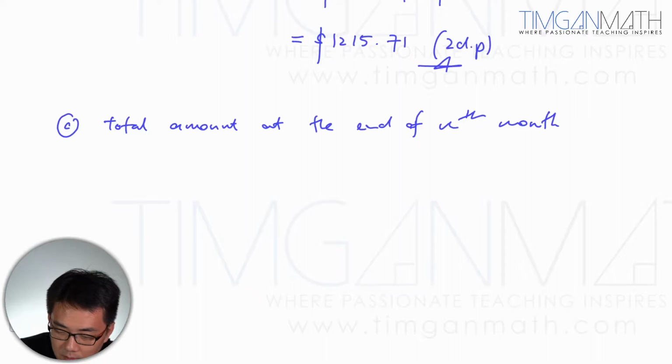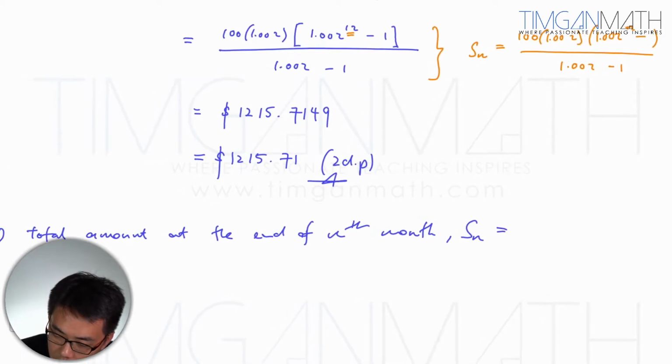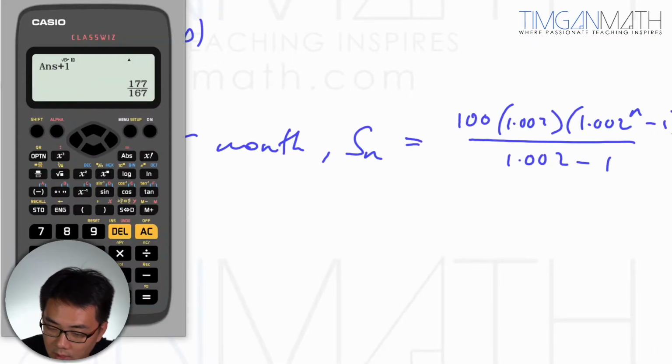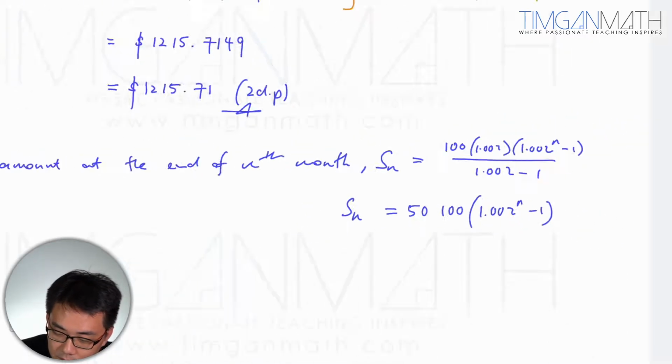would then be this amount here, which is 100, 1.002. We're just going to use the previous one, but instead of 12, we just replace it with n. Alright, so key in calculator for 100 times 1.002, and then 1.002 minus 1. That will be 50,100 times 1.002 to the power of n minus 1. Alright, this is your Sn, the end of n month.